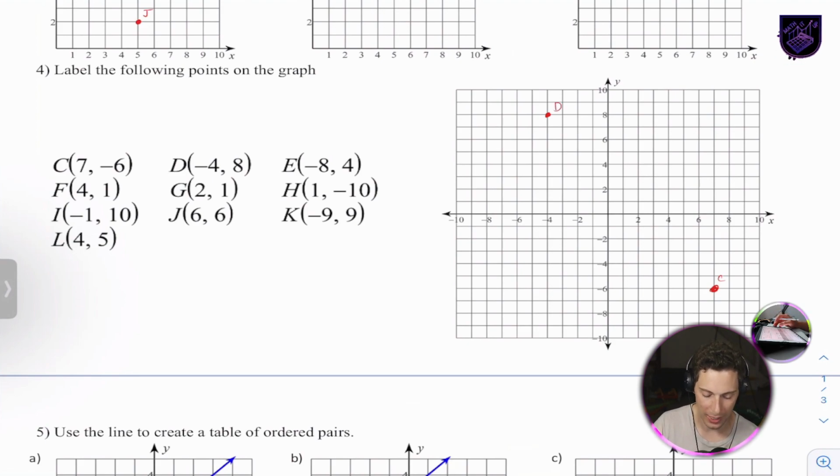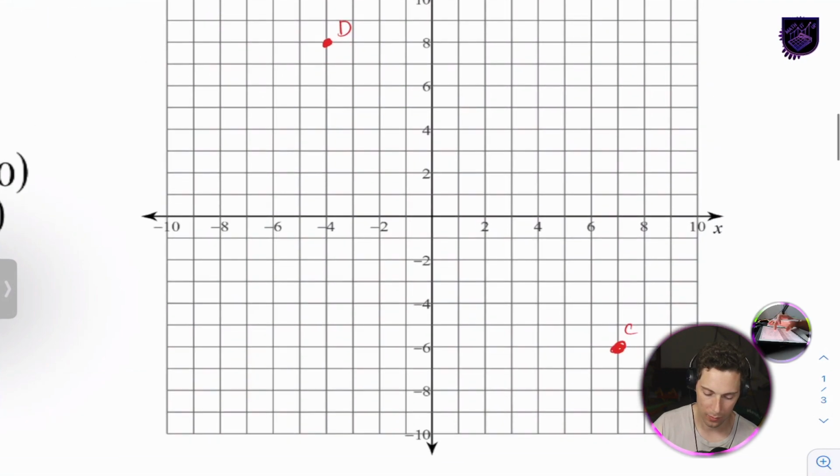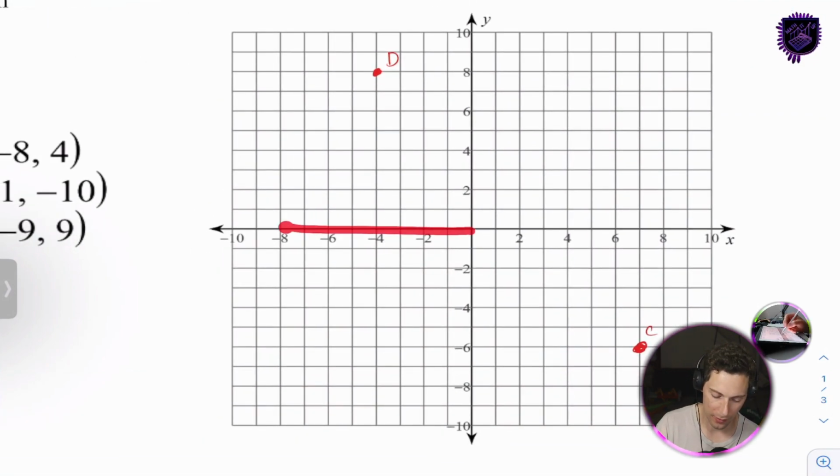And then we have negative 8, 4. So all the way back to negative 8 and then up to positive 4 right here.